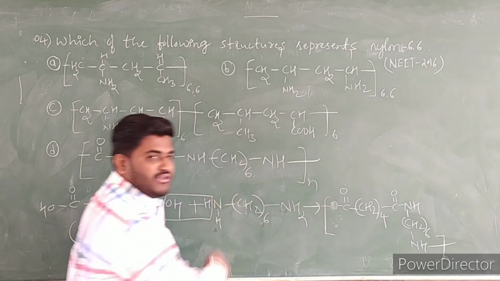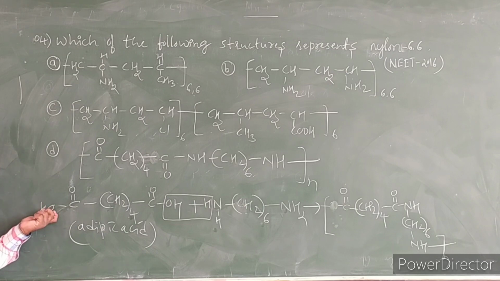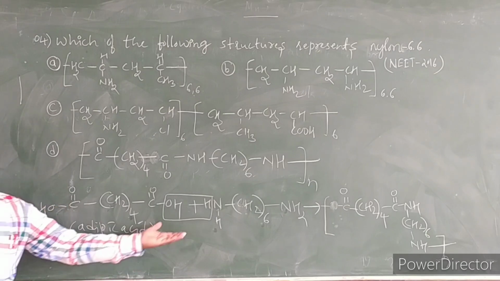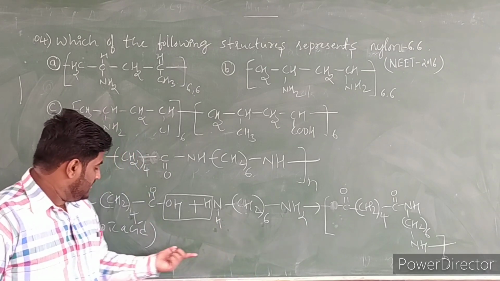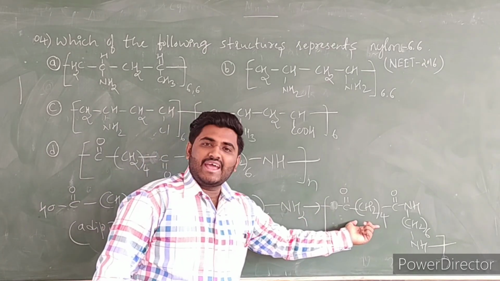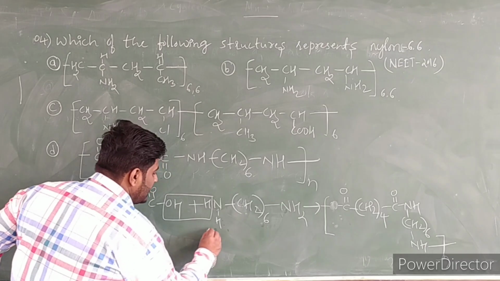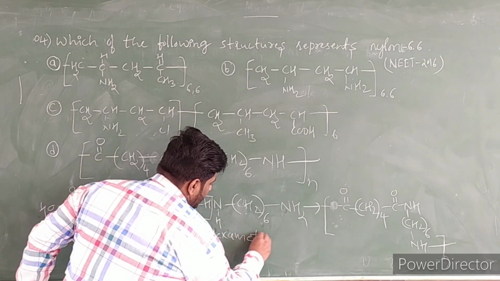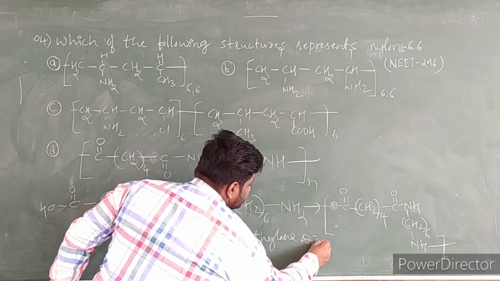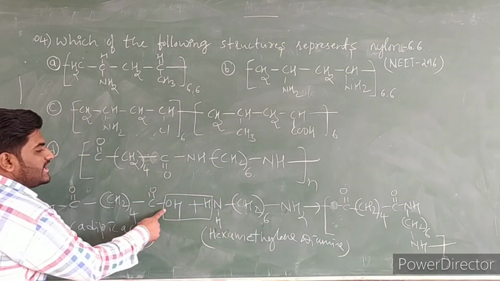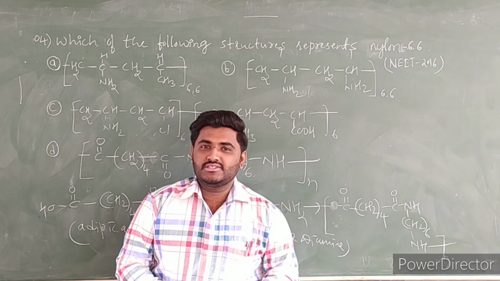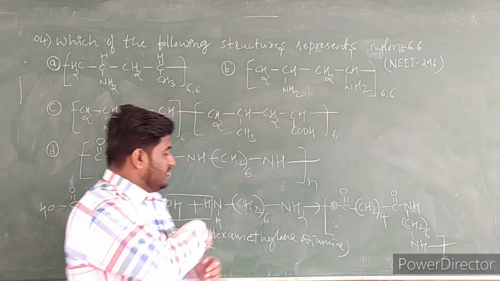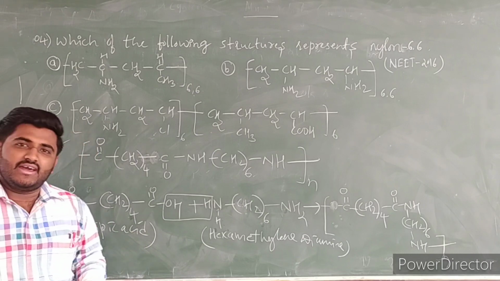This OH, together with H from the nitrogen of hexamethylene diamine, is eliminated as a water molecule, forming that. We already studied this one. This is our hexamethylene diamine, this is adipic acid, and this is nylon 66. So water is eliminated. Hence we can say nylon 66 is a condensation polymerization product. It comes under condensation polymers. Then which option is correct, guys? Option D is the correct answer.